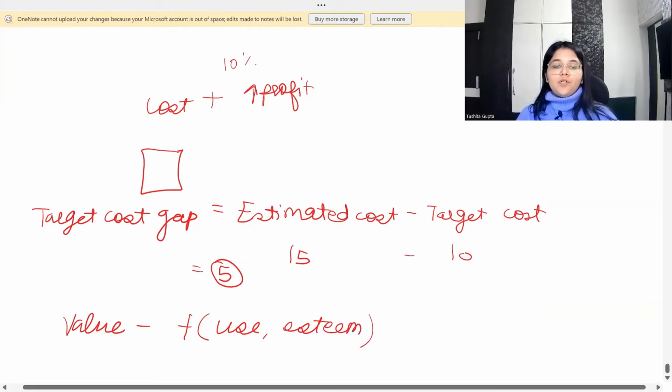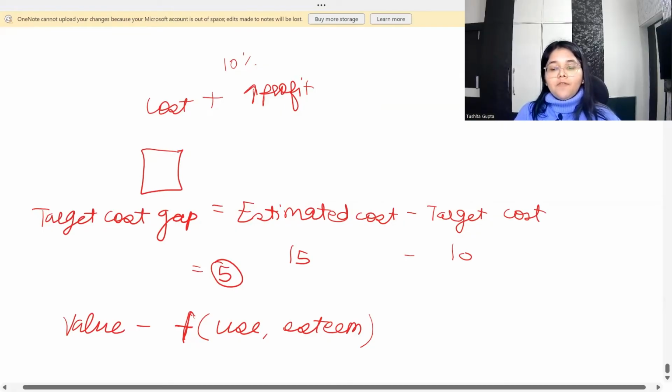How much the customer is going to derive value, how much use the customer can get out of the product, and how much esteem, how respected he would feel by using your product. So usually when it comes to, let's suppose, iPhones, people think that it's a common conception over here that people who have iPhones are rich. So for iPhones, people have a lot of esteem value.